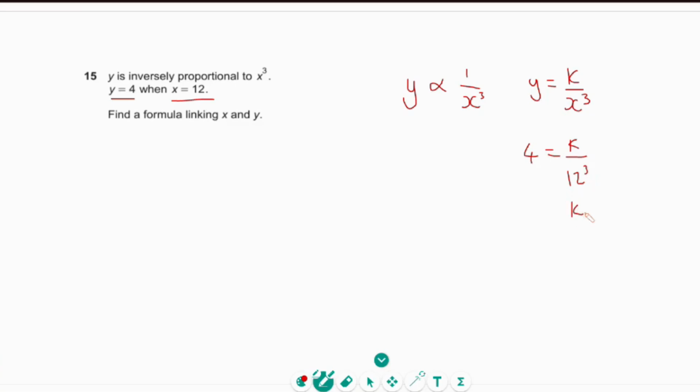Times both sides by, sorry, times both sides by 12 cubed. k is 6,912. So I'm going to replace my k with 6,912 because that never changes. x and y do. So here's my formula linking x and y.